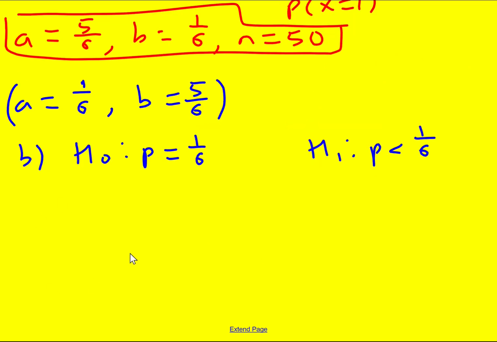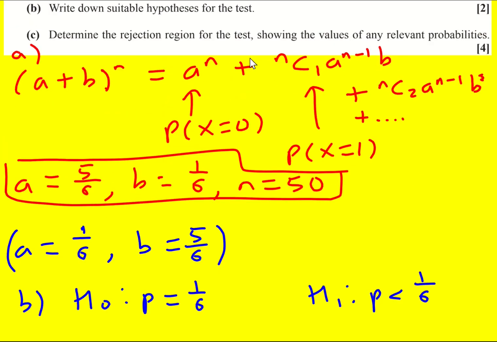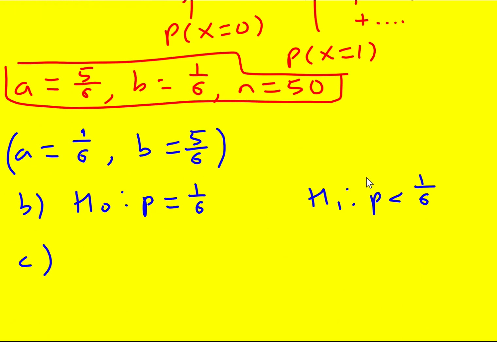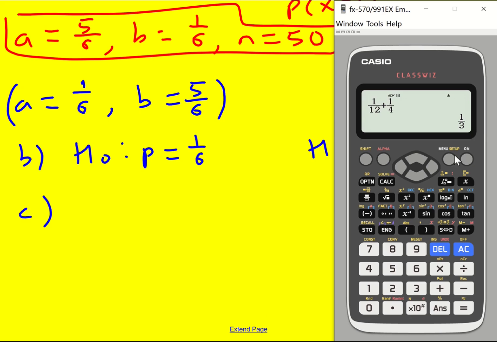Okay, what does it then say? Determine the rejection region for the test at the 5% significance level. So this is the number of 2s that we would have to get to reject the null hypothesis, essentially. And what we can do is we can go to distribution. It's going to be binomial CD. Use the list function and look at some probabilities of X being less than or equal to.